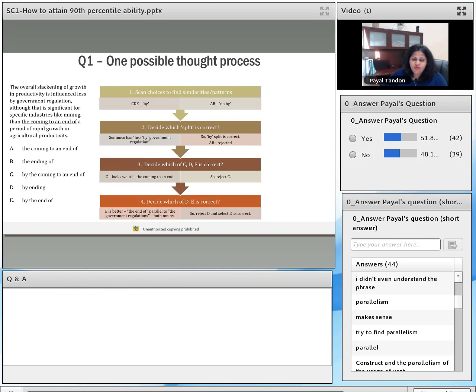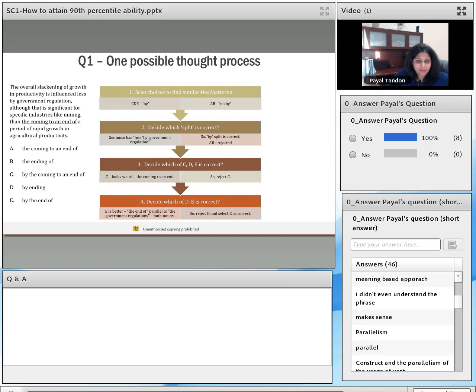Tell me how many of you followed this thought process. I can see some of you have already mentioned that you went by the "by" part and then you looked at some other aspect. So you would typically scan the answer choices to find similarities and patterns. You noticed here that C, D, and E utilize "by," and A and B don't have any "by." So then you decide, do I need to have "by" or not? The sentence is saying "less by government regulation," so the "by" is required here from a parallelism perspective. So you'll reject A and B. How many of you are with me till now?